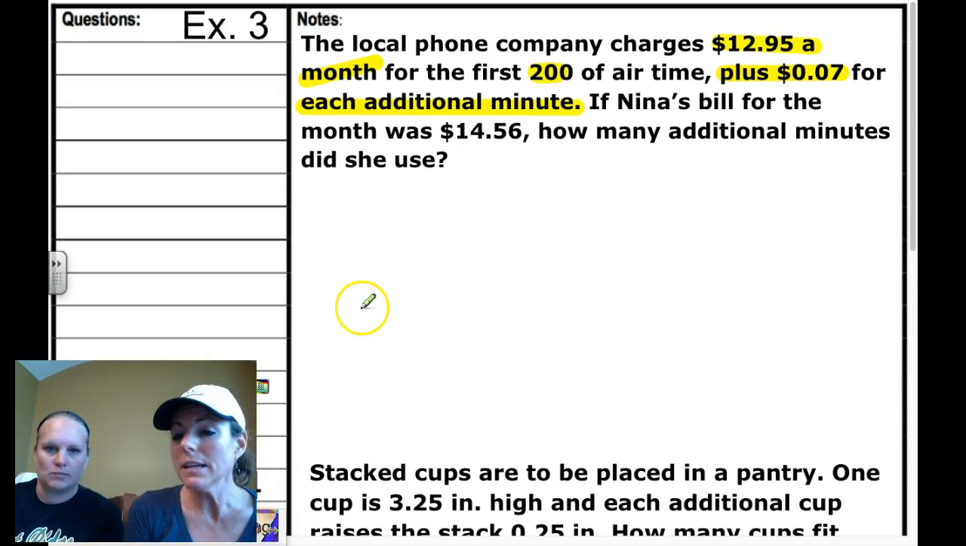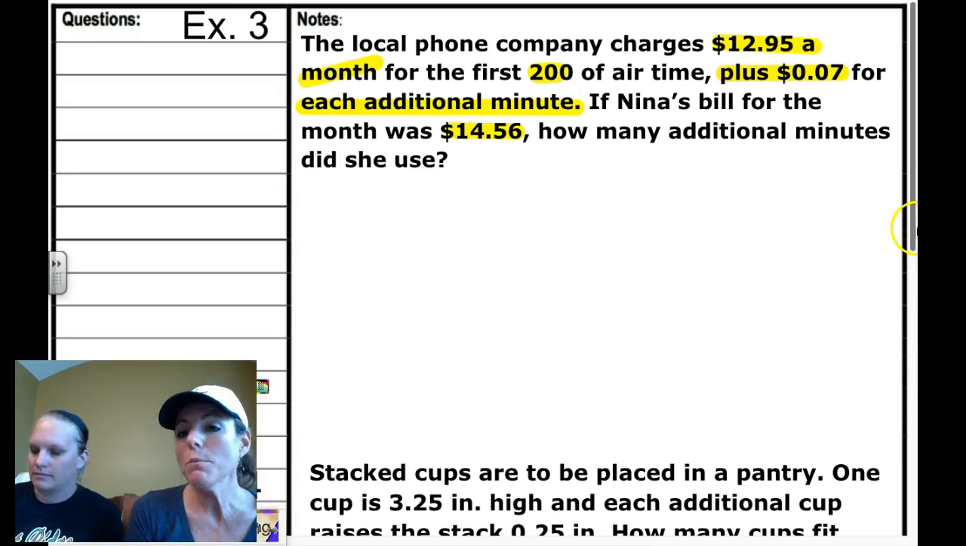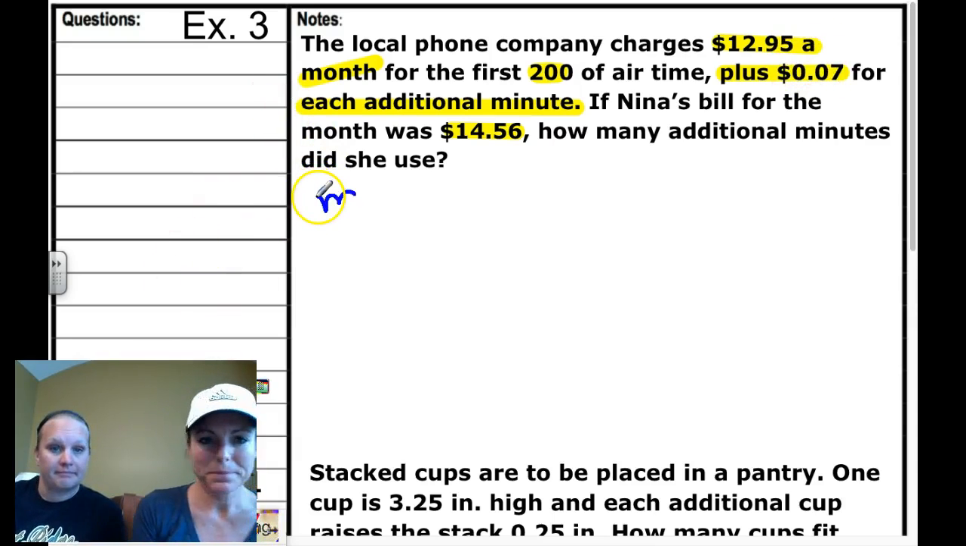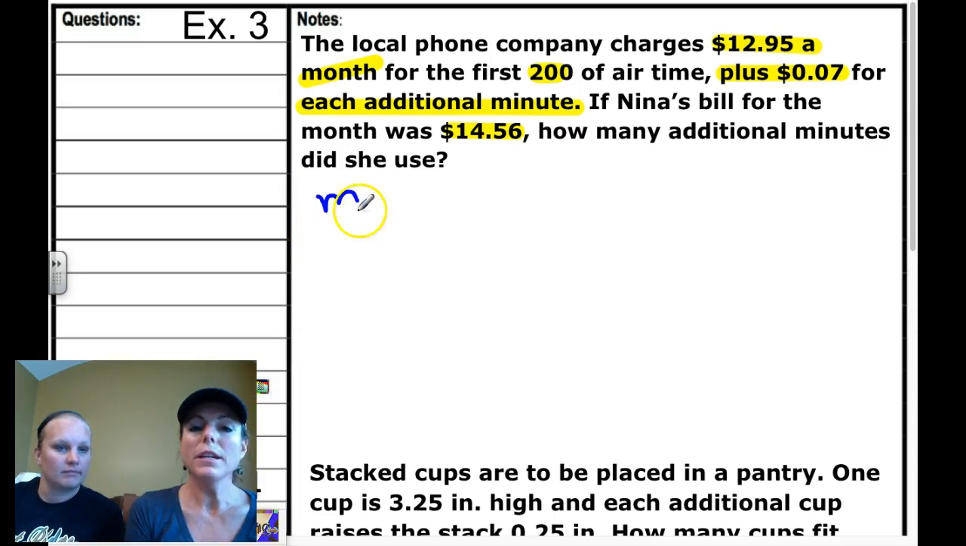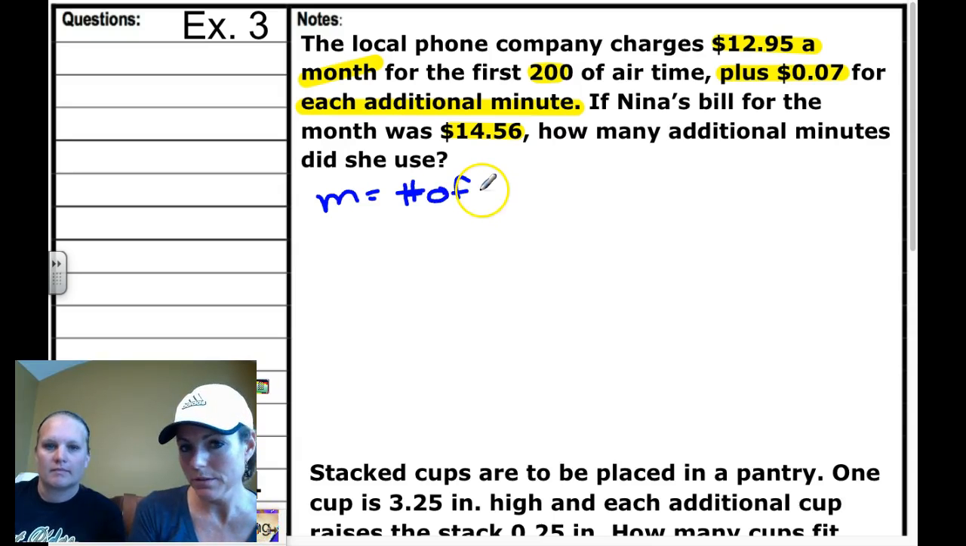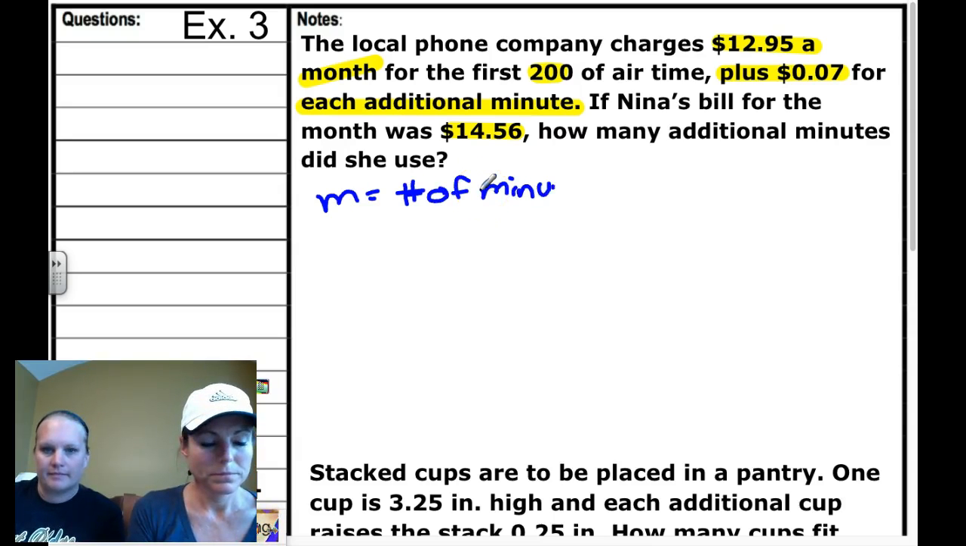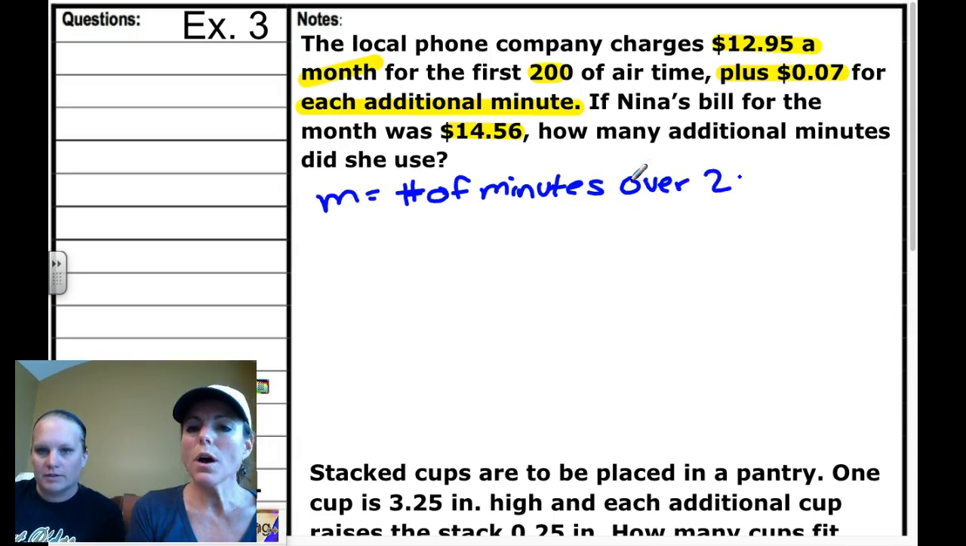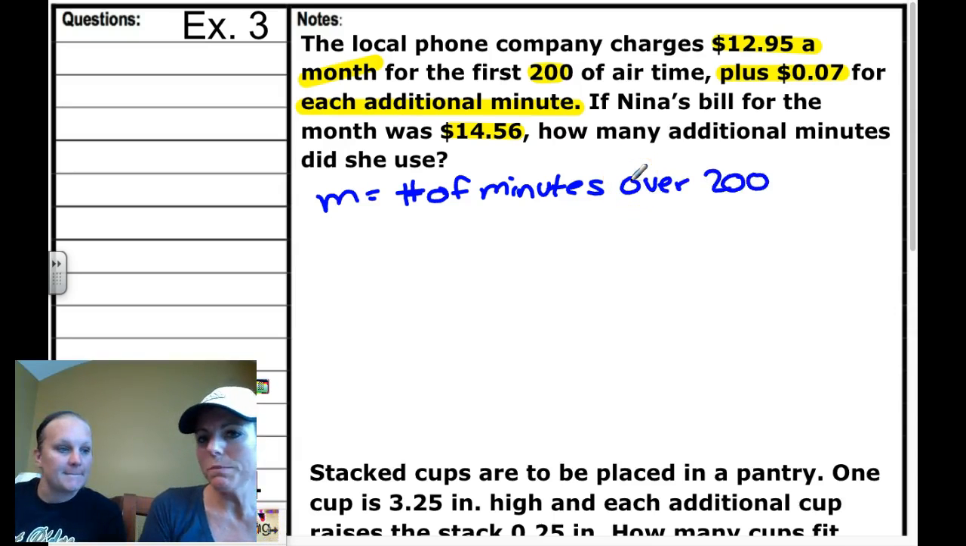So if Nina's bill for the month was $14.56, how many additional minutes did she use? Because it's over that $12.95. Okay, so let's start with our variable. How about we use M? M is equal to the number of minutes over 200, because no matter what, you're going to use 200. So over 200.